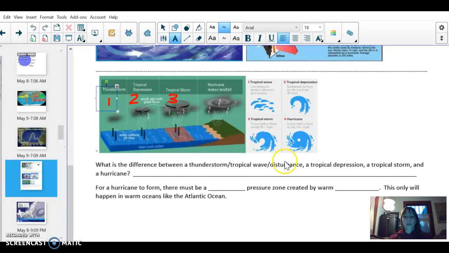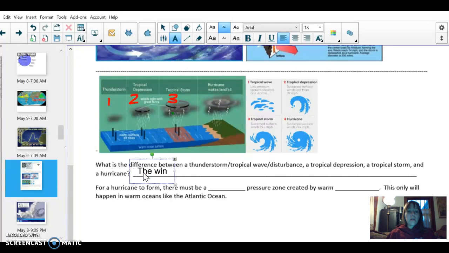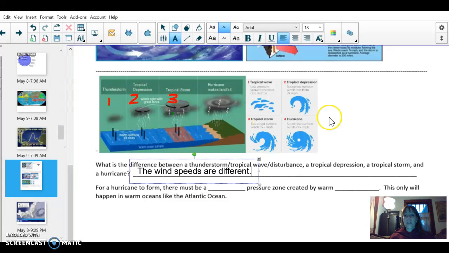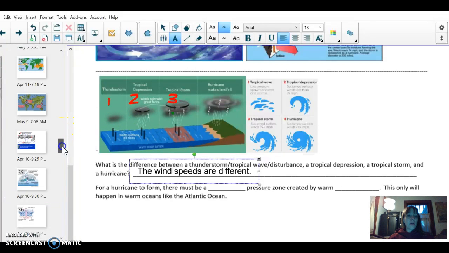So when you look at this little chart right here, I want you to look at it closely, and I want to know what is the difference between the first stage, thunderstorm, tropical wave, disturbance, the second stage, tropical depression, the third, and the fourth stage. Okay, pause the video. If you said the wind speeds are different, you were correct. In order to be a hurricane, it has to be 74 miles per hour or bigger. That would be stage 1 of a hurricane.